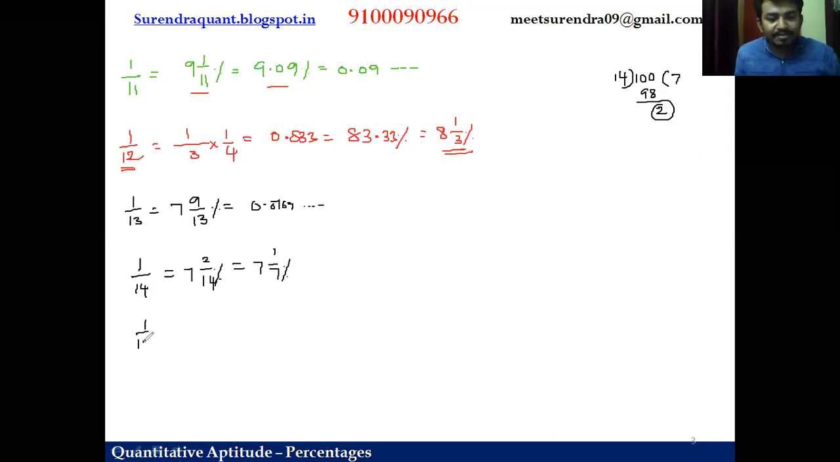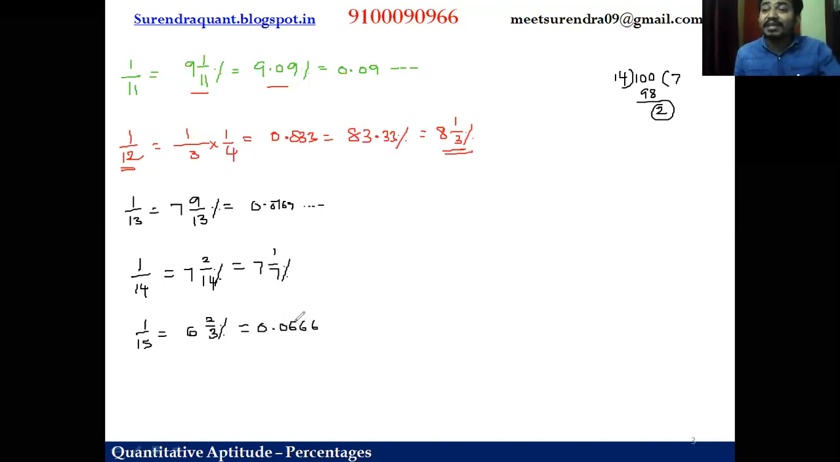So 1 by 15 is how much, friends? 1 by 15 is 6 2/3 percentage. How I derive it is that I did it in my mind: 1 by 15 is 1/3 into 1/5. 1 by 5 is 0.2, and one third of that means 0.0666 and so on, which we convert into 6.666 and so on.